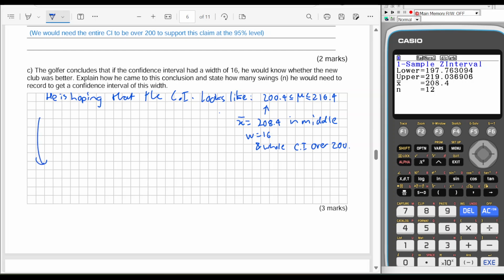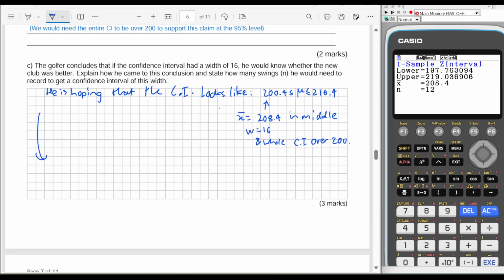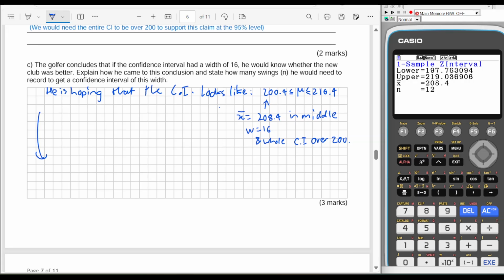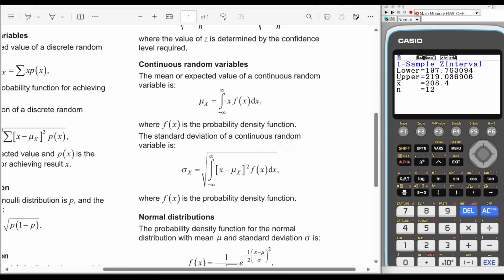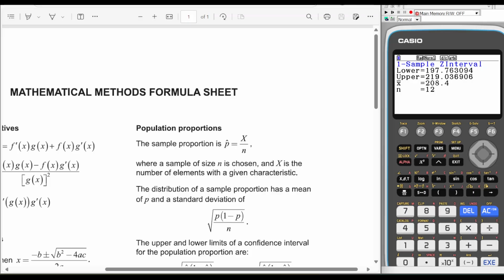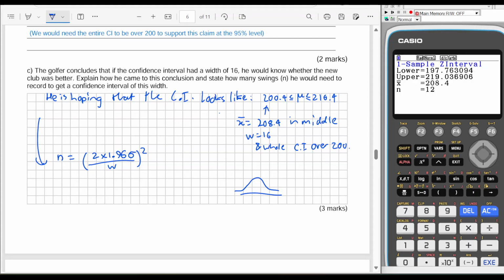Now, let's calculate the n value. I think there was a formula for n, but I'm not entirely sure if it was on the formula sheet. I don't think it is, so you do have to look that one up. Okay, so I've just written down the formula there for n.